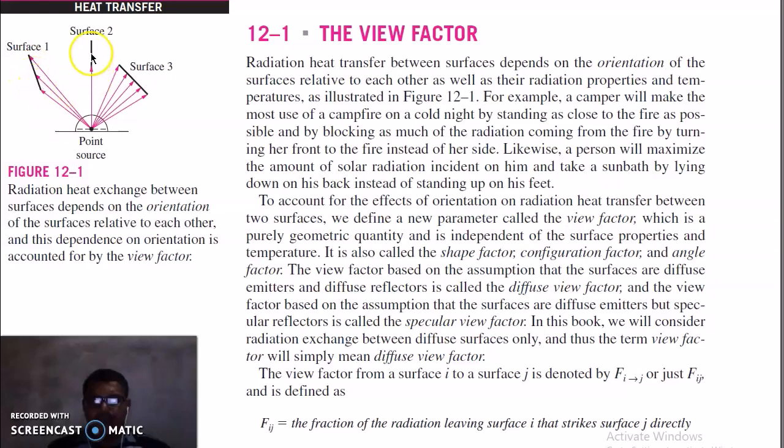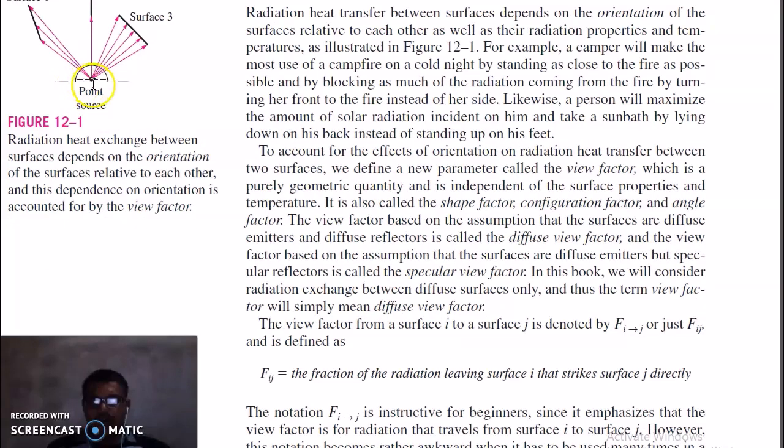You can see here surface 2 will receive the least radiation while 3 will receive the maximum radiation from this source. To account for the factor of orientation on radiation heat transfer between two surfaces, we define a new parameter called the view factor, which is a purely geometric quantity and is independent of surface properties and temperature. It is also called the shape factor, configuration factor, and angle factor.